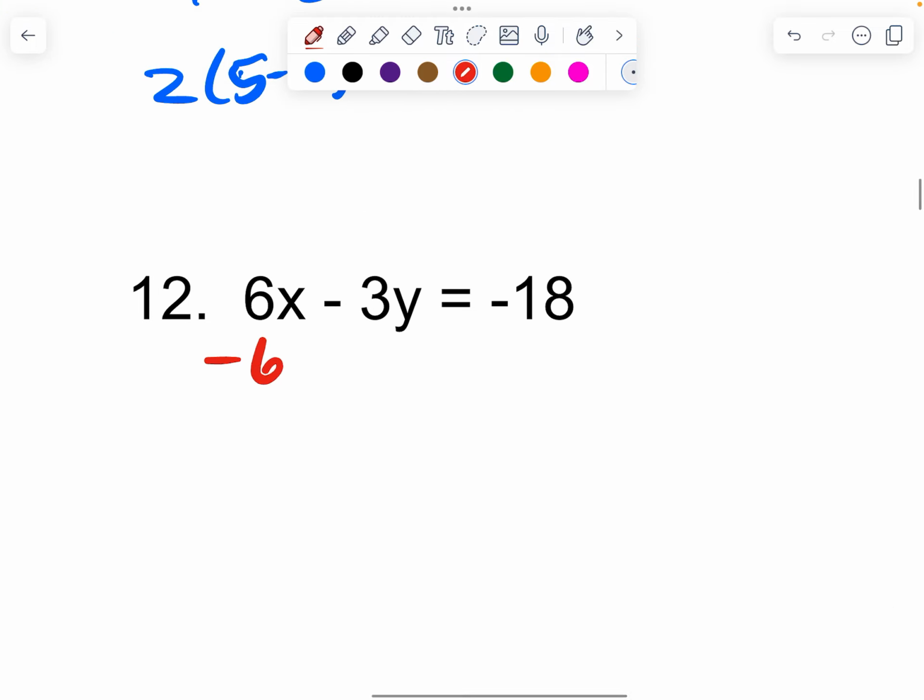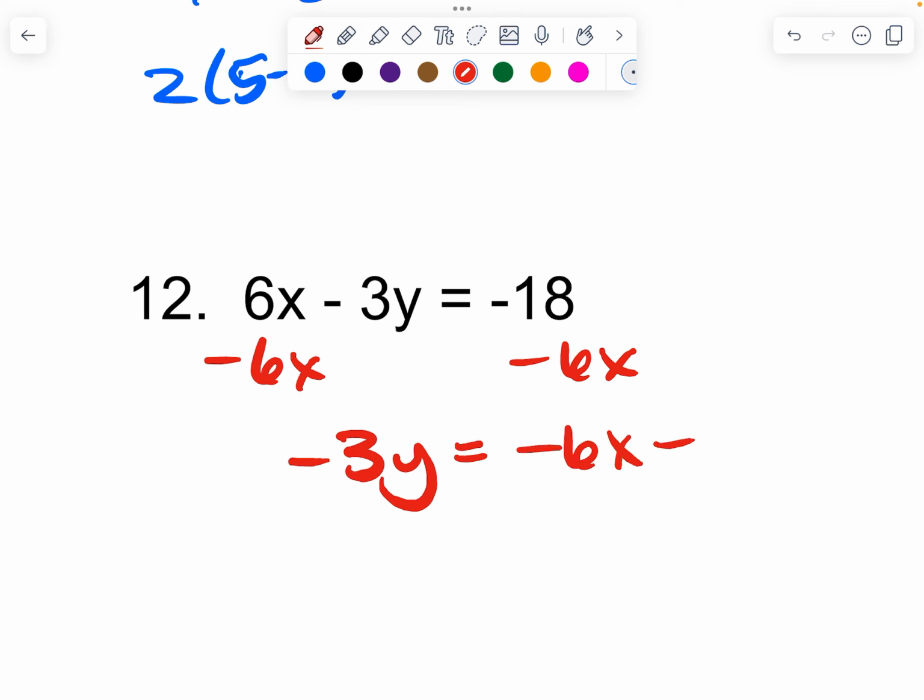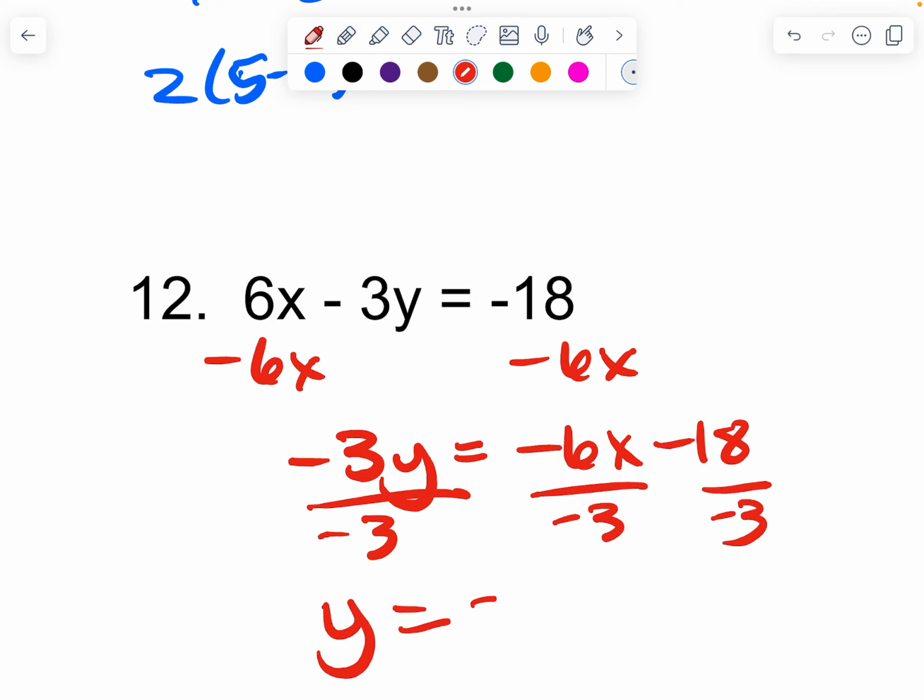Okay, again, negative 6, negative 6x. Bring down my negative 3y. Make sure you bring that negative down with it. Okay, divide everything by negative 3. And y equals 2x plus 6.